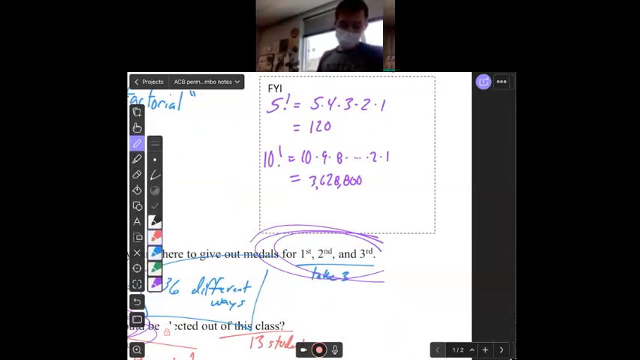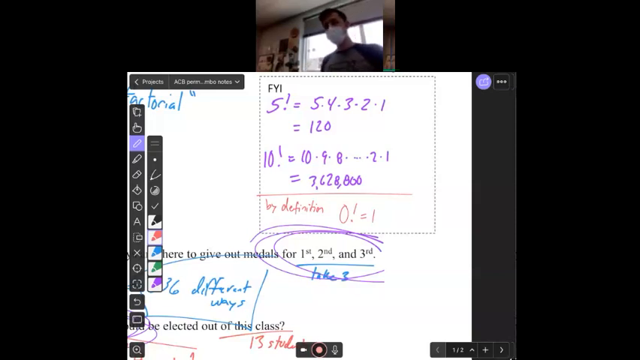Just by definition, 0 factorial equals 1. So just FYI, if that pops up, like if you had 5 objects and you're choosing 5, how many ways are there to take 5, choose 5? You would end up with 5 minus 5 factorial on the bottom, which would be 0 factorial.